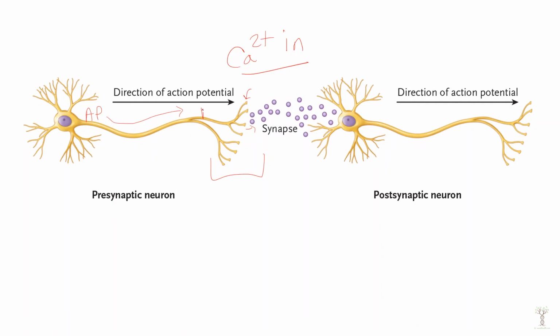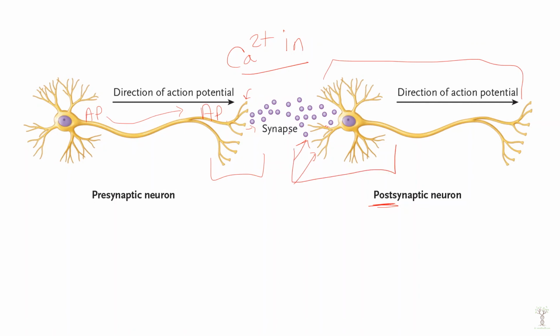They open because of the action potential. The neurotransmitters are going to be released, and when the neurotransmitters are released, they bind onto the postsynaptic neuron. When they bind to the postsynaptic neuron, they're binding to chemically gated channels that will then trigger a response in the postsynaptic neuron. Now, what is that response?